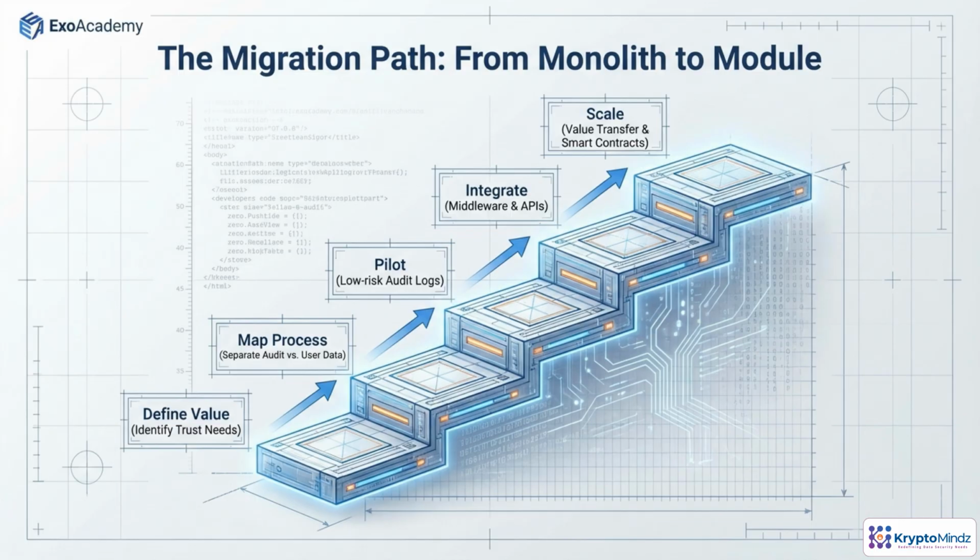Then, run a small pilot focused on low-risk audit logs to validate your assumptions. Once that works, integrate with your existing systems using middleware and APIs. Only after these foundations are solid do you scale into value transfer and smart contracts, where real economic impact appears.